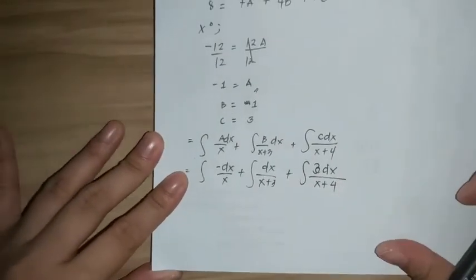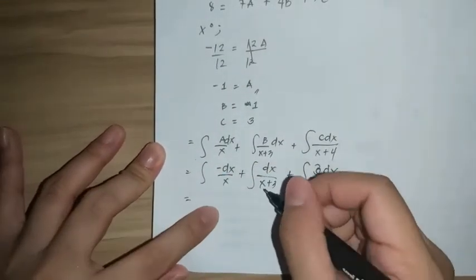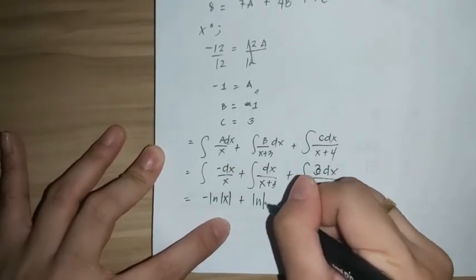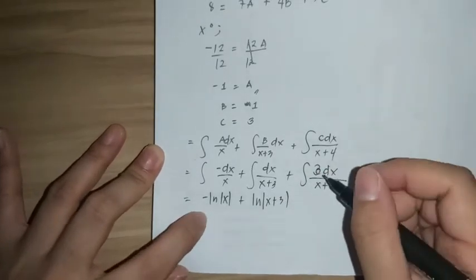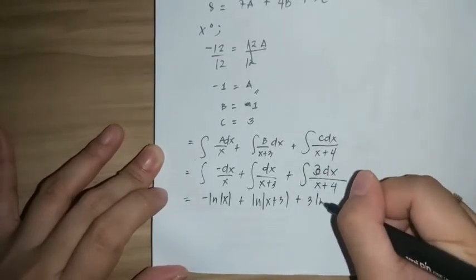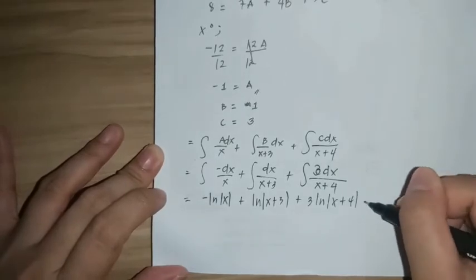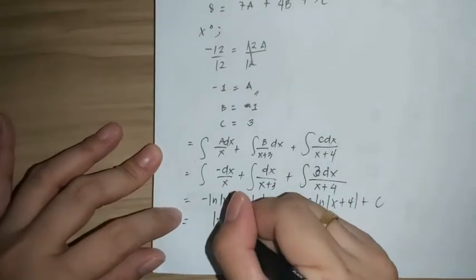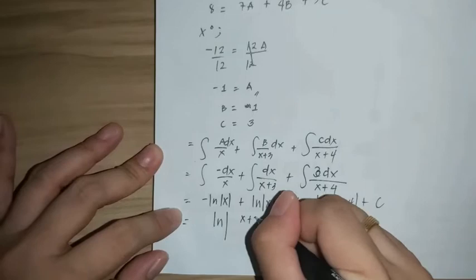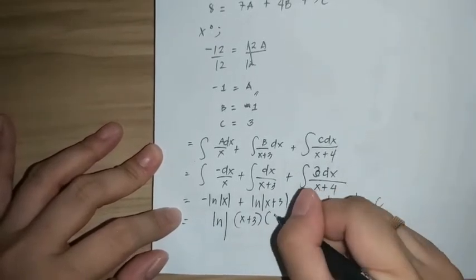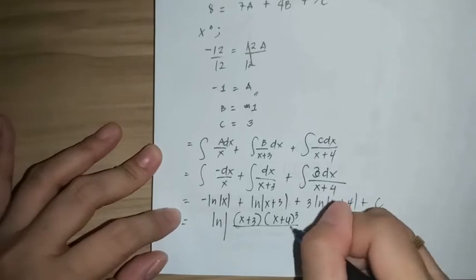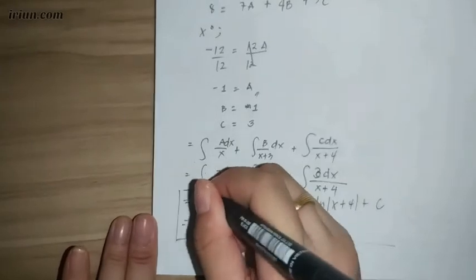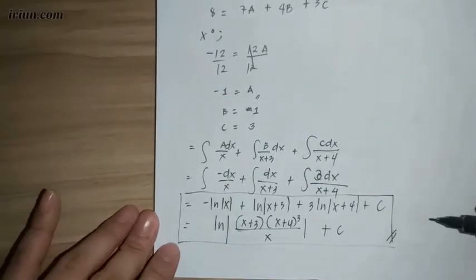Okay, so we will have here negative ln of x, right, plus ln of x plus 3 based on your basic integration, plus 3 ln of x plus 4 plus c. So we can still reduce it to simplify it. We have ln of x plus 3 and times x plus 4 raised to 3 all over x plus c, right? You can still have this answer later on, right? This is the final answer.